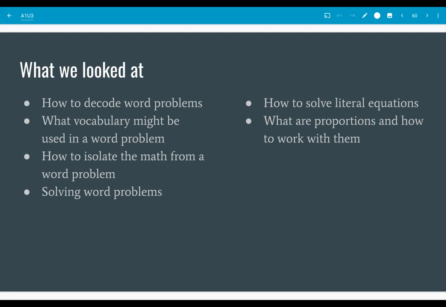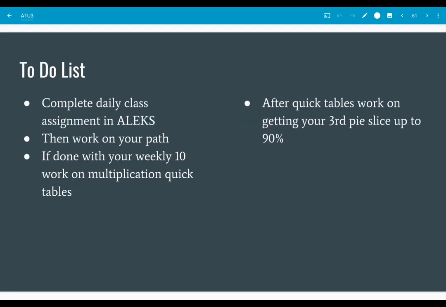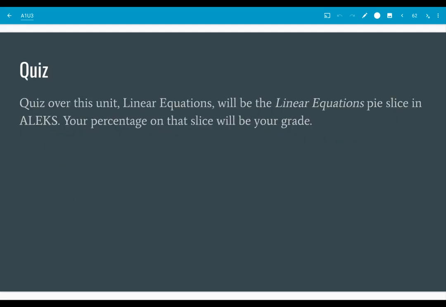So in this unit, we looked at how to decode word problems, vocabulary, isolating math from a word problem, and solving word problems. We also looked at solving literal equations, so equations with multiple variables, and we also looked at proportions. This takes us to the end of Unit 3. The quiz over Unit 3 will be linear equations pie slice in ALEX.